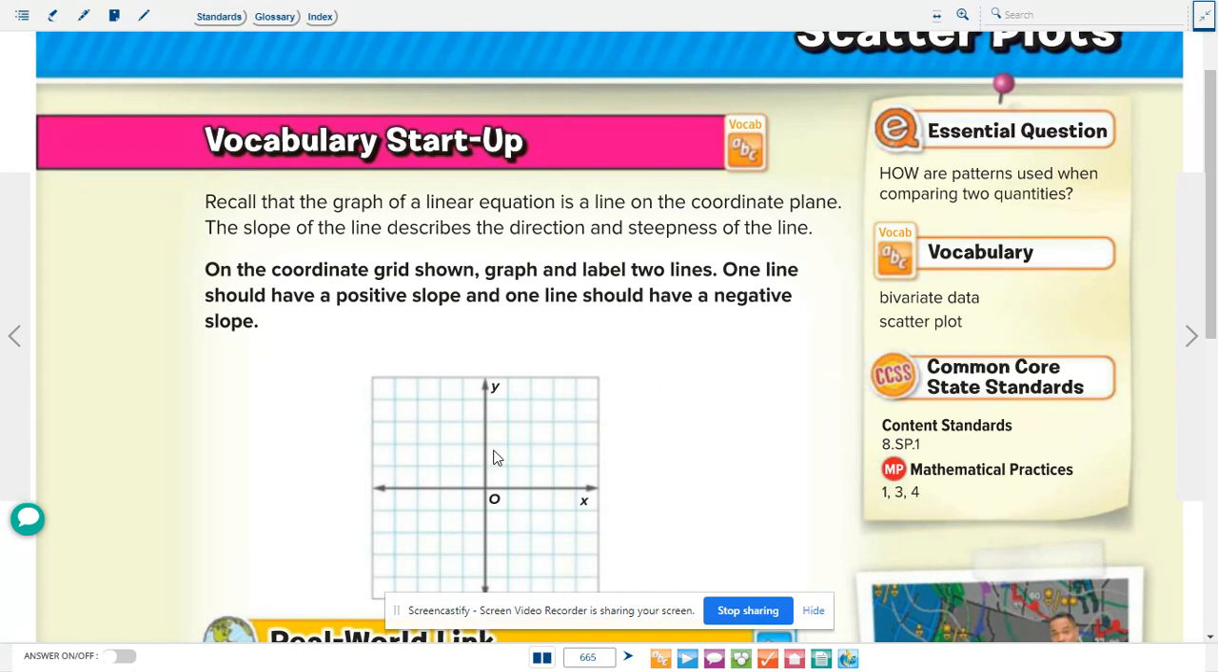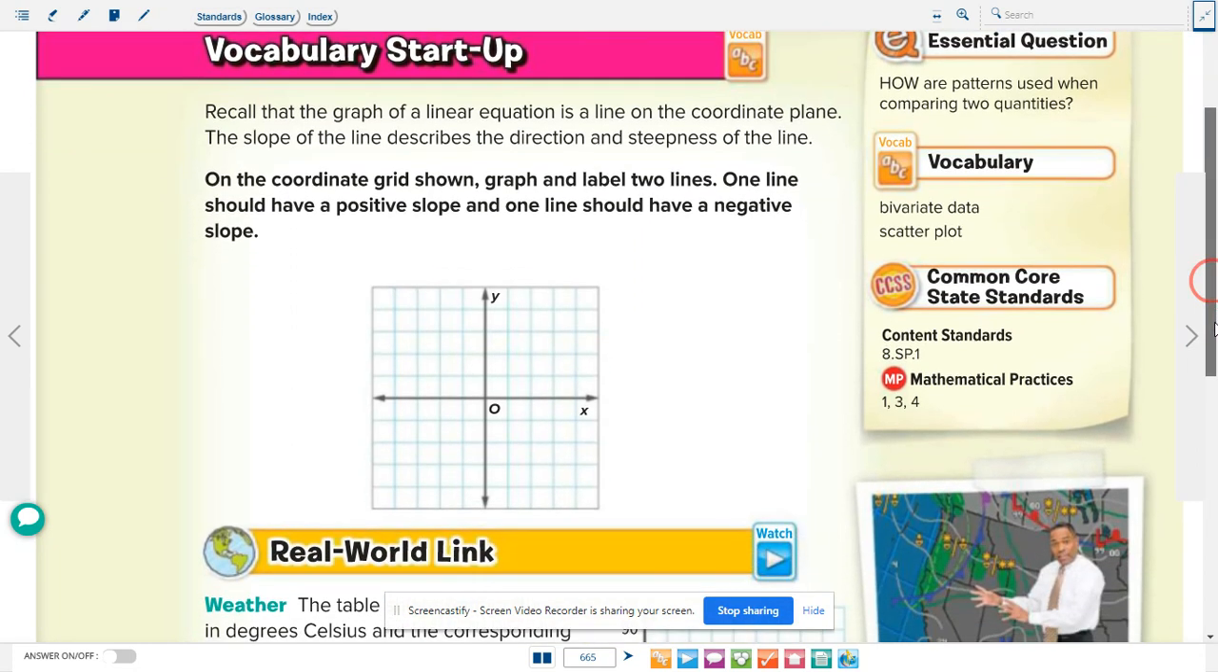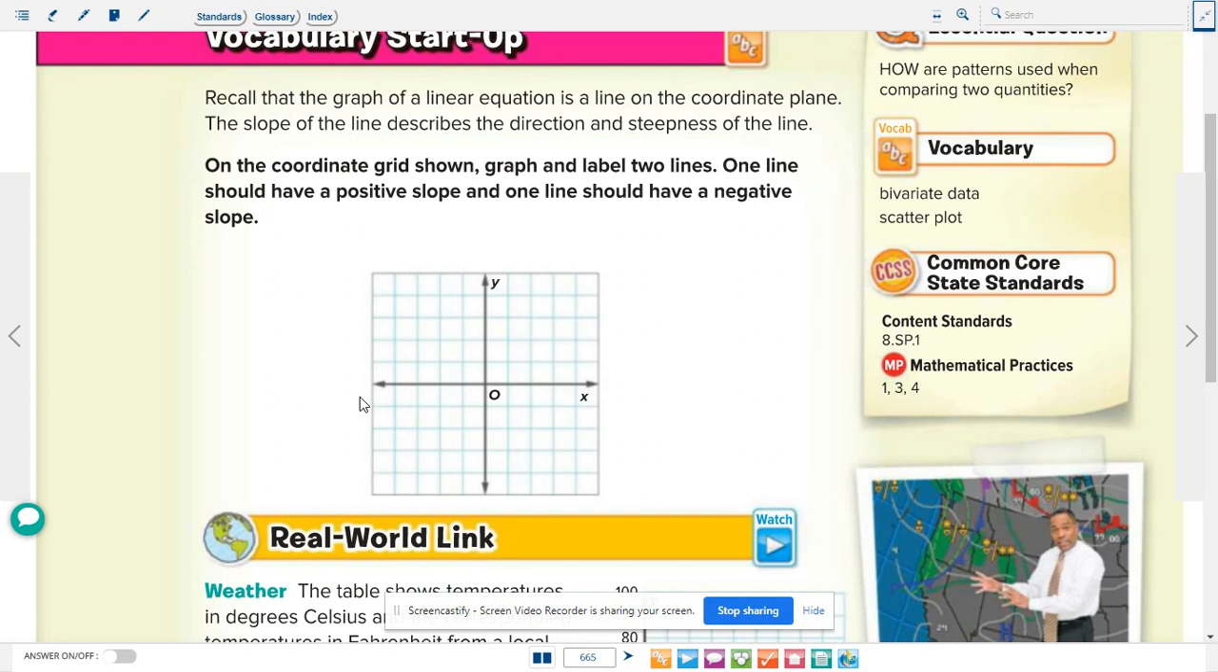So on this coordinate grid, I want you to draw two lines. One line should have a positive slope and one line should have a negative slope. Go ahead and pause, draw, and label in your textbook the positive and negative lines, and then unpause to see if you were correct.